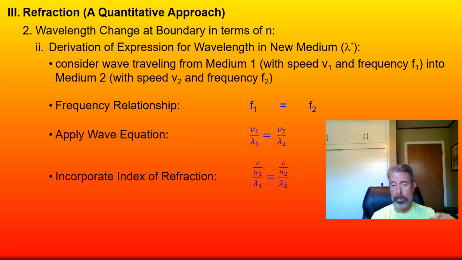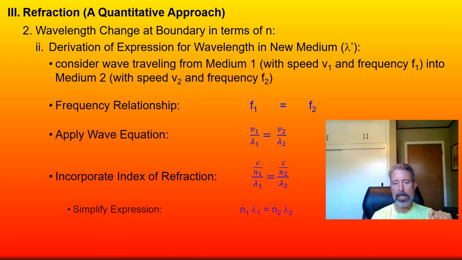And using our definition of the index of refraction, remember that the index of refraction is the speed of light of the wave in a vacuum divided by the speed of light in the medium. So basically v, the speed of light in a medium, is given by the speed of light in a vacuum divided by the index of refraction for the medium. So we'll just make that substitution for our incident and refracted media.